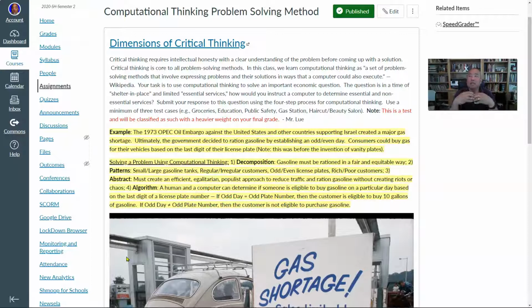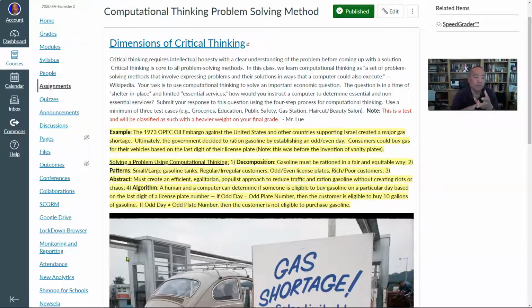But keep in mind that our goal here, and this is where we look at the abstract, our goal here was to find an efficient, an egalitarian, a populist approach to rationing the gasoline, reducing traffic, avoid riots, and avoid chaos. Okay, so that's the abstract. The abstract is really taking those patterns that we observed and filtering those down into really what matters most and what will really help us solve the big problem.